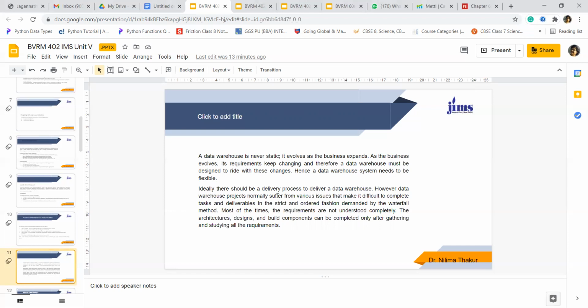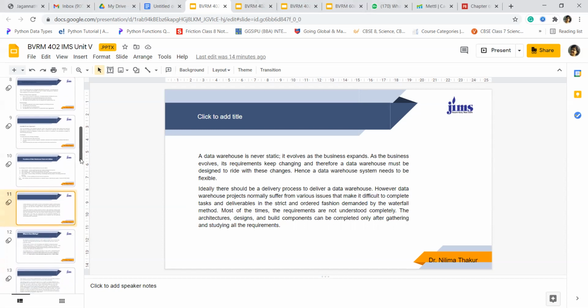Ideally, there should be a delivery process to deliver a data warehouse. However, data warehouse projects normally suffer from various issues that make it difficult to complete tasks. In this class, I will be dealing with three main topics: database concepts, data warehousing, and data mining. So here I complete database concepts and data warehousing. Next, moving on to the data mining concept.